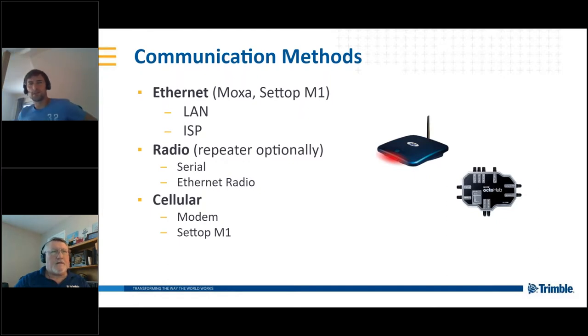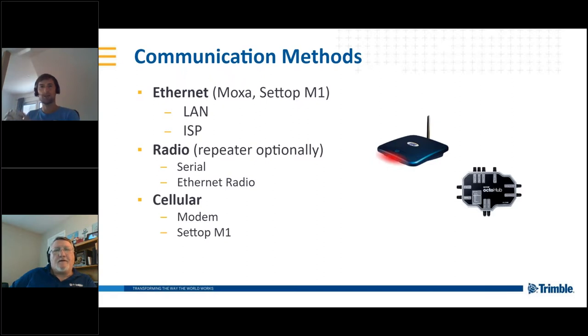The communication methods, this slide is more like a summary. The communication methods we have covered include Ethernet, radio, and cellular, and as David illustrated, each of them has different options. For a cellular connection, you can, for example, use a regular modem, or you can also use the setup M1. In any case, David really nicely demonstrated that with one or a combination of these communication methods, you can really create the connectivity you need for your monitoring application. David had one slide where you could see the setup M1 was connected to an OctoHub and the OctoHub again to a radio.